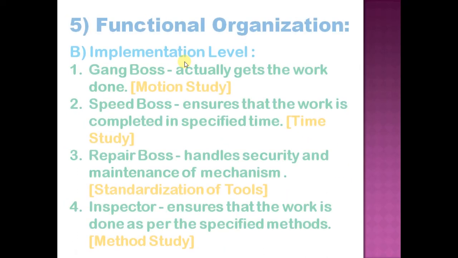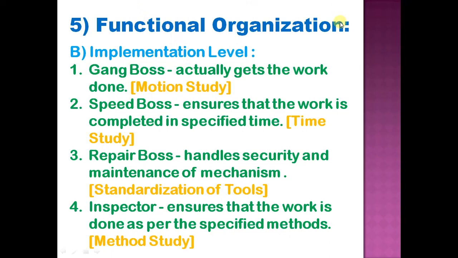Now in the second set there will be four foremen and they will work at the implementation level. They will be gang boss, speed boss, repair boss and inspector. The gang boss will actually get the work done. He will just take care of the motion study. The speed boss, he will ensure that the work is completed in a particular time or not. So he will also take the time study.